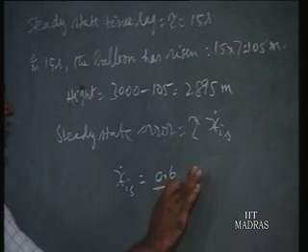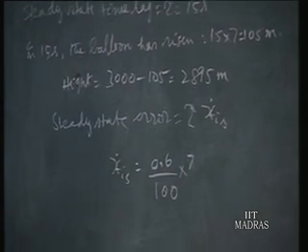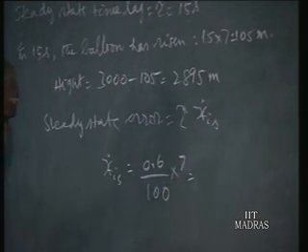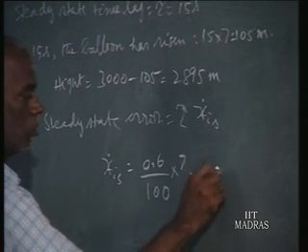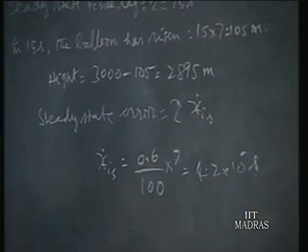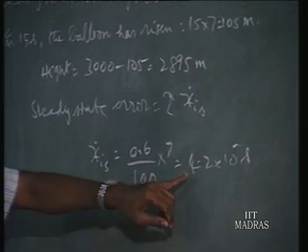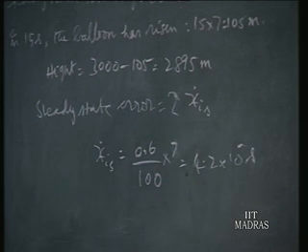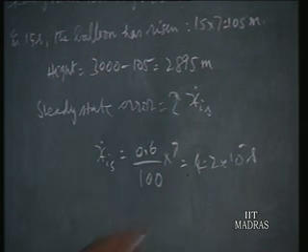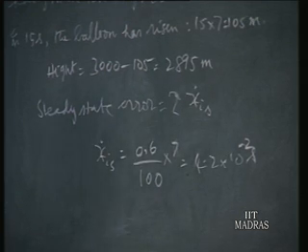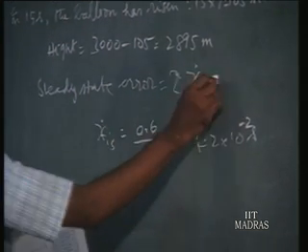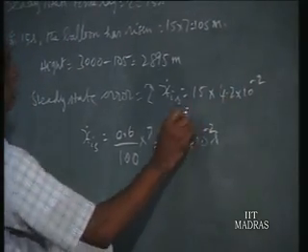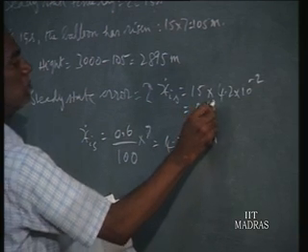So for 7 meters, which it rises in a second, the rate is 4.2 into 10 to the power of minus 2 degrees per second. Per second it varies 0.042 degrees. So the steady state error is equal to 15 into 4.2 into 10 to the power of minus 2. This gives rise to 0.6 degrees centigrade.